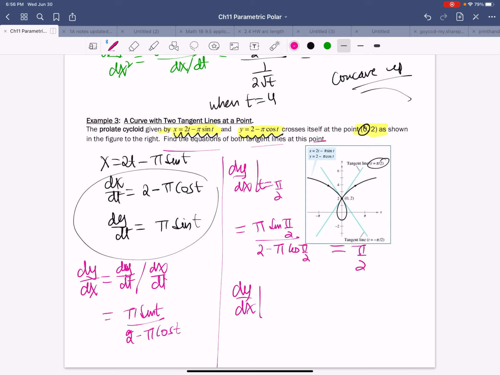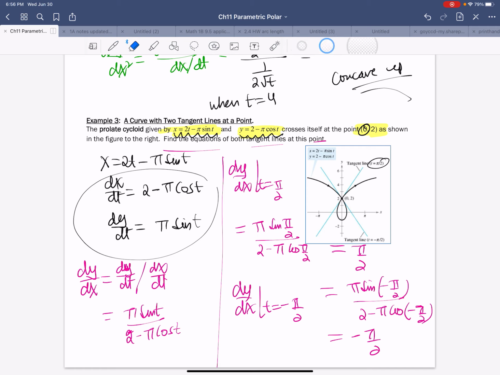dy/dx when t is negative pi over 2 is going to turn out to be pi sine of negative pi over 2, which pulls out the negative in the front. For the cosine of negative pi over 2, it's going to be the same value. So it's negative pi over 2. Once we have our slopes of the tangent lines, we are ready to write the equations of the tangent lines. We'll have two equations here.